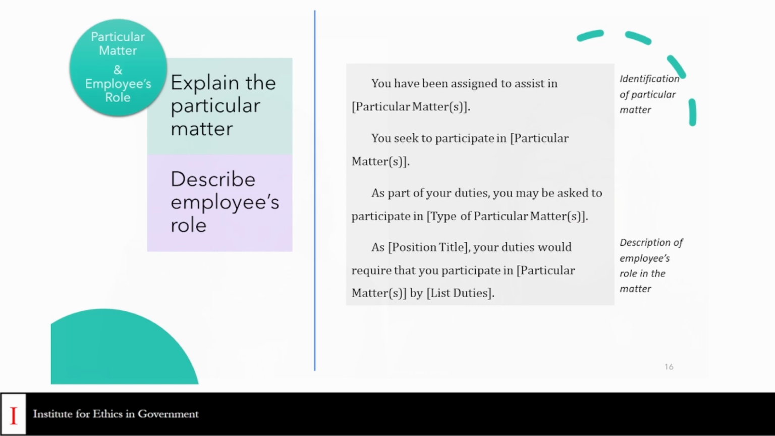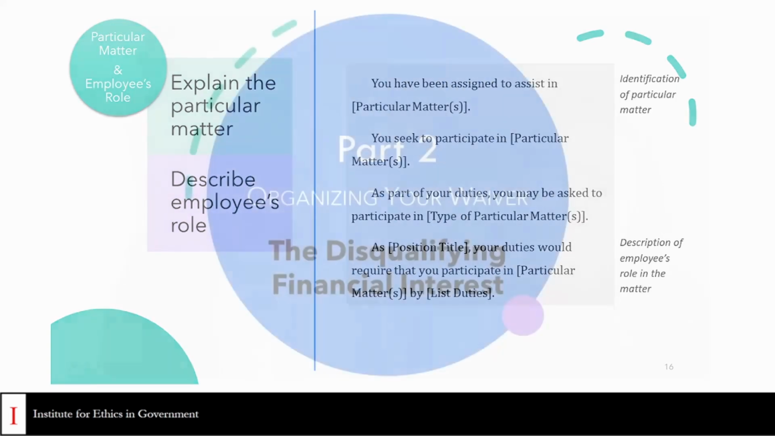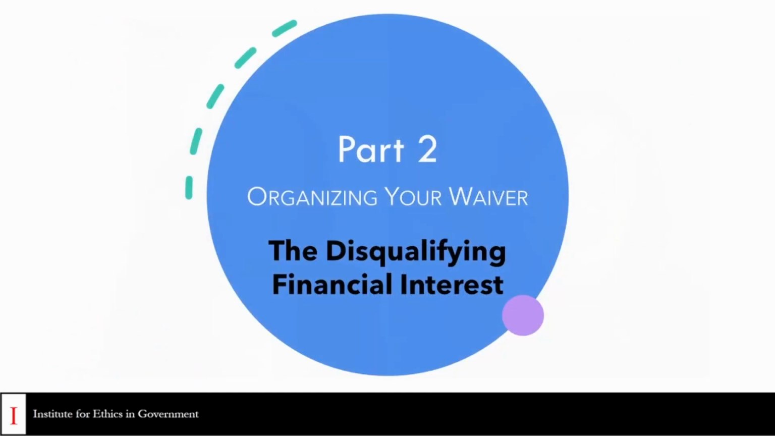While limiting the level of participation that an employee may engage in does not affect whether they would normally be disqualified from participating in a particular matter, these facts may help to mitigate the effect that the employee could realistically have on the disqualifying financial interest and may lower the appearance of impropriety. And that concludes part 1 of our training module on drafting and organizing your 208(b)(1) waiver. Stay tuned for part 2.